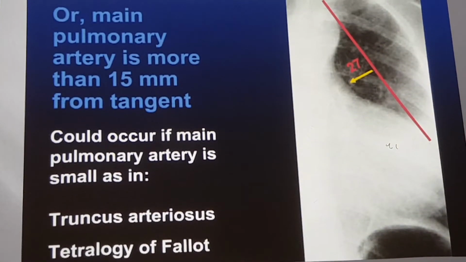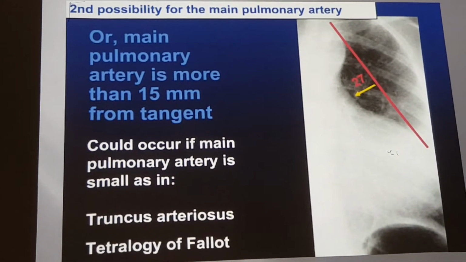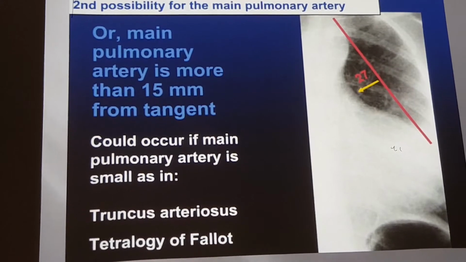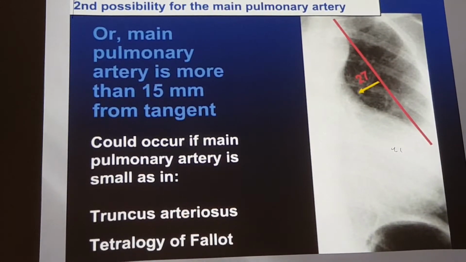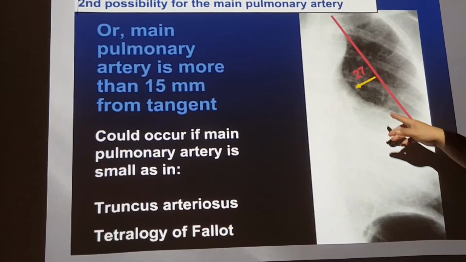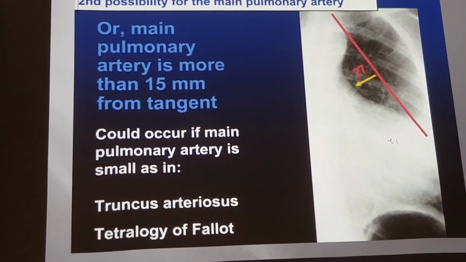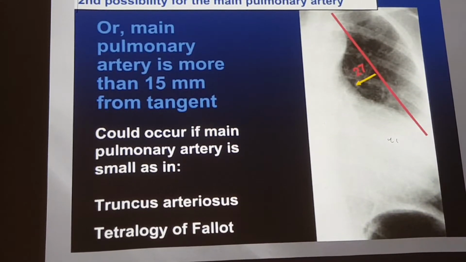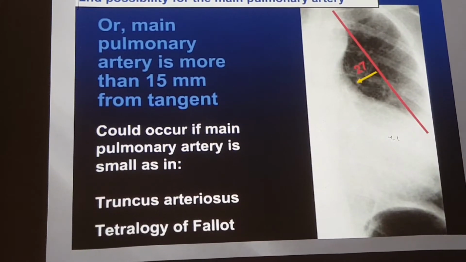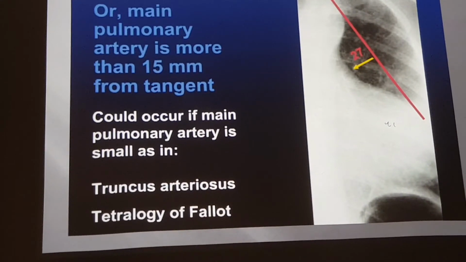So the second possibility is, if the main pulmonary artery is more than 15 millimeters from the tangent, it could occur if the main pulmonary artery is small. So this one is the very concave view. The main pulmonary artery segment is concave. That could be due to truncus arteriosus or tetralogy of Fallot.